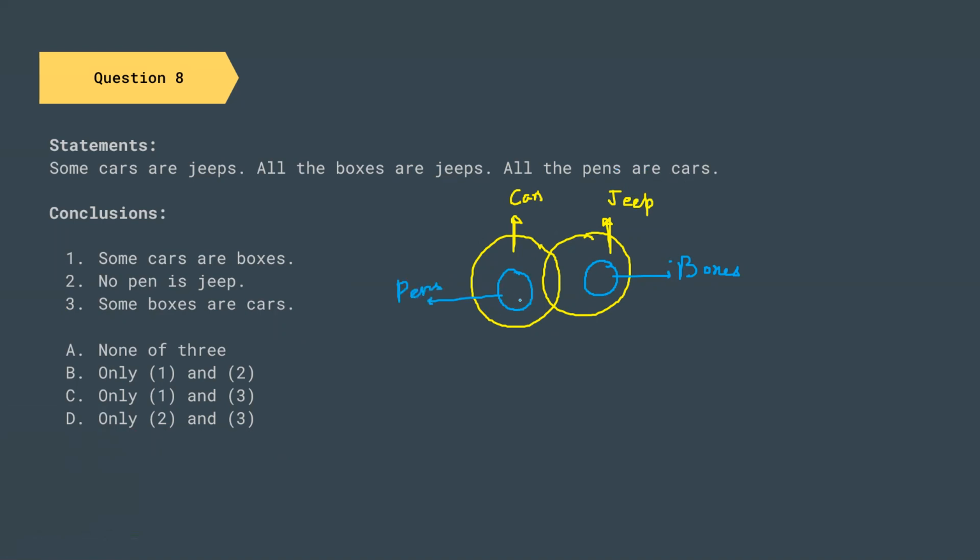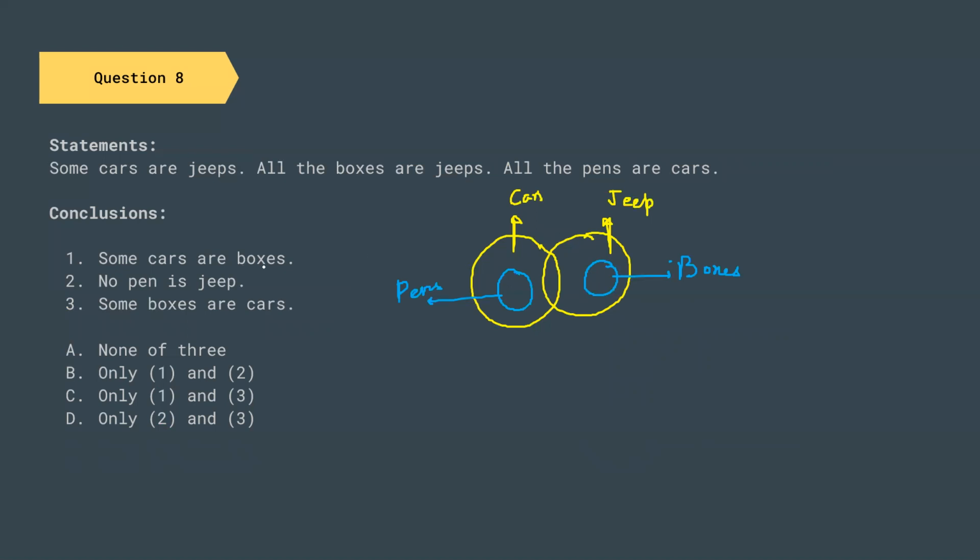Now, I don't know how much they are overlapping with each other. If pens and boxes are overlapping, if pens and jeeps are overlapping, I don't know. And the overlapping cannot be concluded. So I have marked only the things that are mentioned in the question.